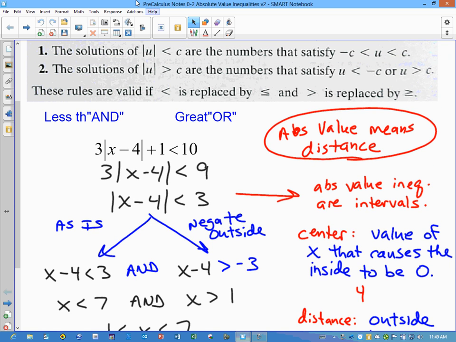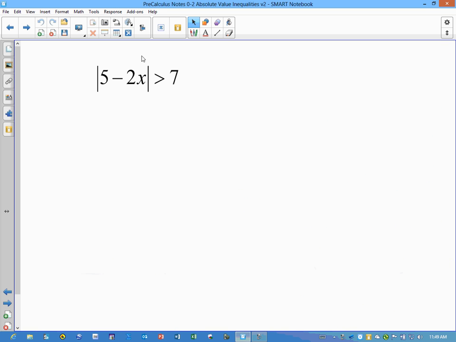All right, let's look at one more example, though, because sometimes you do have a little more complicated stuff. Again, we're going to solve this both ways. So the first way, the analytical way, is we're going to break it up into two cases. First case is as is, which means we just ignore the absolute value inequality. The second case, we're going to negate the outside. So 5 minus 2x, that doesn't change. But then everything outside, the greater than becomes less than. The positive 7 becomes a negative 7. I broke up in two cases, so I need a word between them. And since this symbol is greater, it's going to be "or".